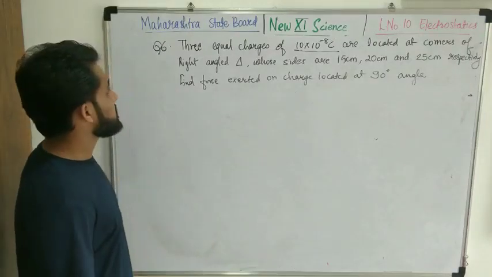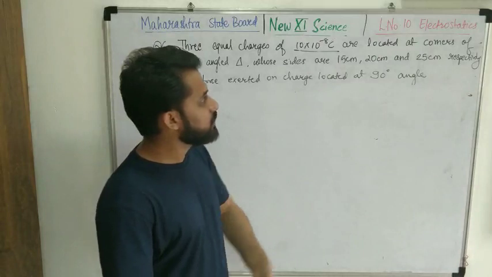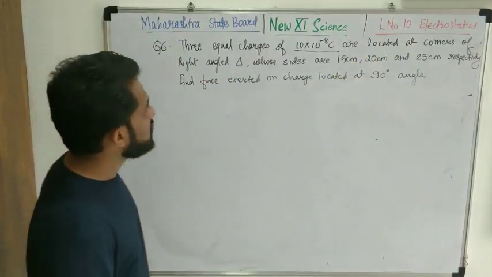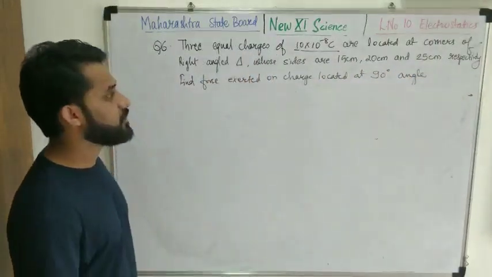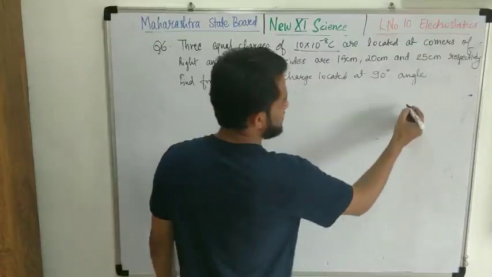So the next question is the sixth one. 3 equal charges of 10 into 10 raised to minus 8 Coulomb are located at the corners of a right angled triangle, whose sides are 15, 20, 25 centimeters, and find the force on the charge located at the 90 degree angle. So let us draw a figure.